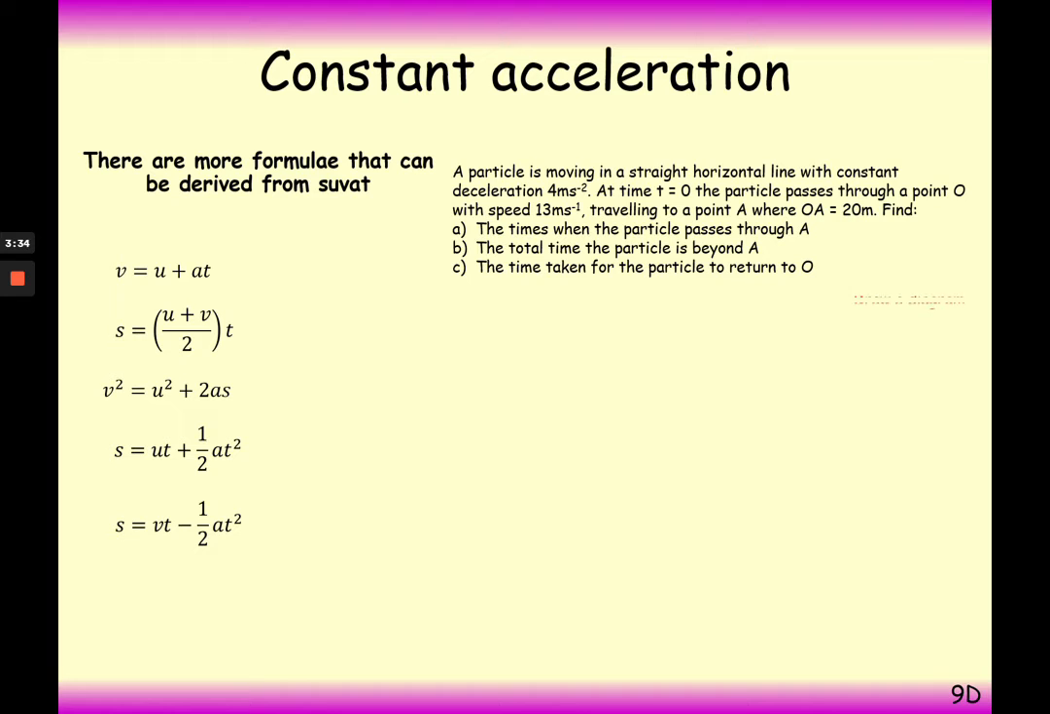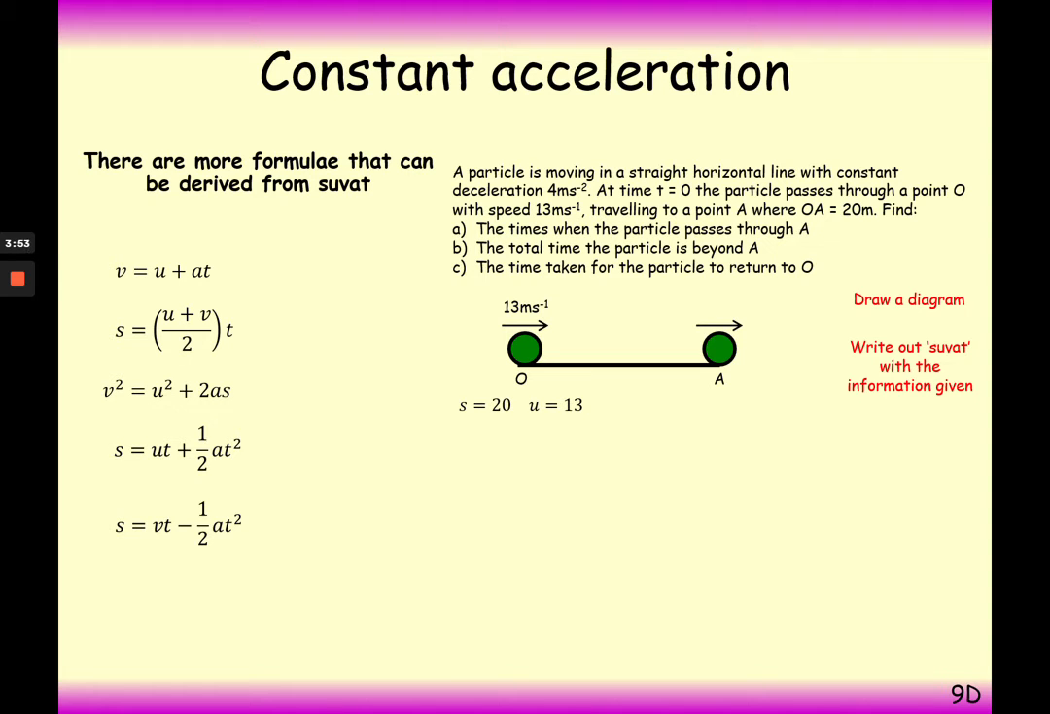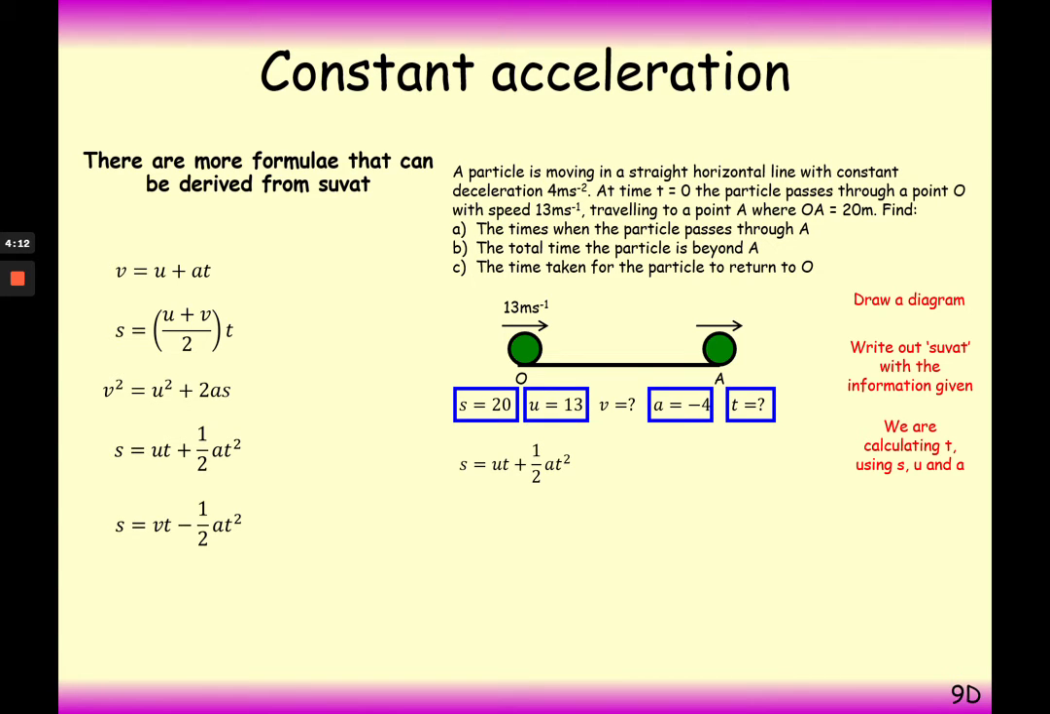So first of all, we'll draw ourselves a simple diagram. Okay, so at point O and point A, the first thing we're going to do is work out the times when it passes through A. So we know the distance is 20, we know u is 13, v we don't know, we know a, and we're trying to find t. Okay, so we're looking for an equation that involves s, u, a, and t. So s equals ut plus half at squared.